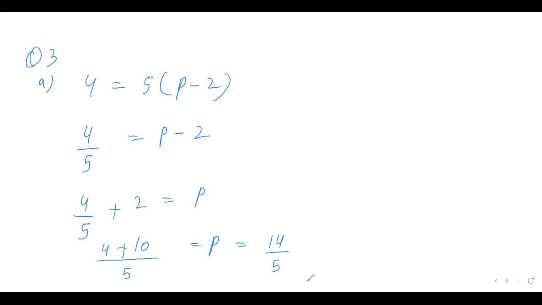Excuse me, ma'am. Yes, Samraj. Ma'am, how did 10 come here? See, I have to take the LCM of 4 by 5 plus 2. So 2 does not have any denominator. So what does it mean? It has 1. So I have taken the LCM of 5 and 1 as 5. Okay, ma'am. Ma'am, now I got it.